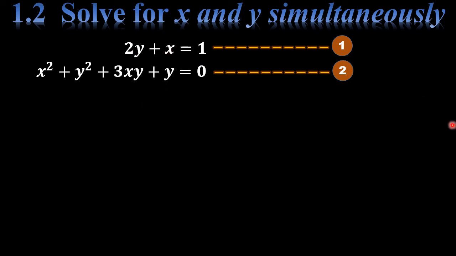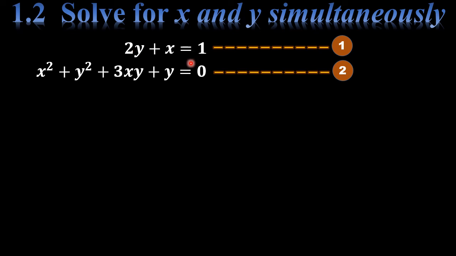Okay, from equation number 1, you check which variable has the coefficient of 1. Okay, so in this case, it's going to be easy for you to make x the subject of the formula because the coefficient of x is 1. But you can still make 2y the subject of the formula, but it's going to be complicated.